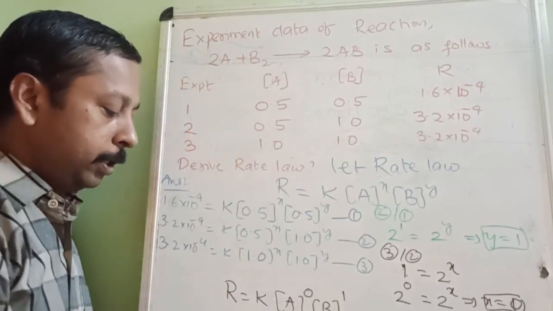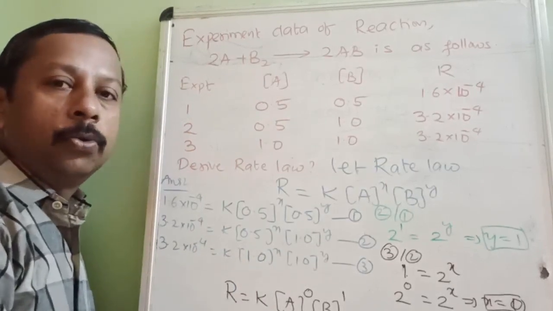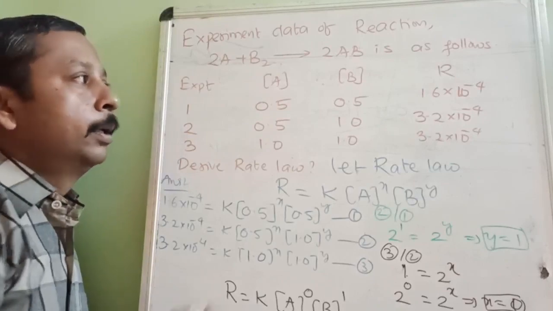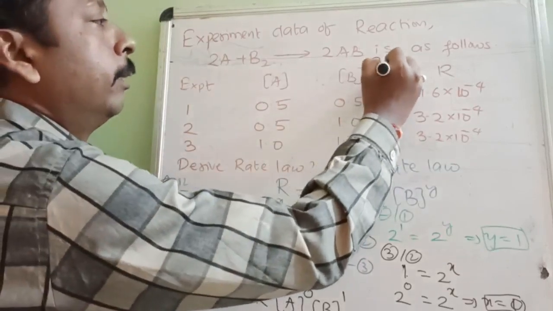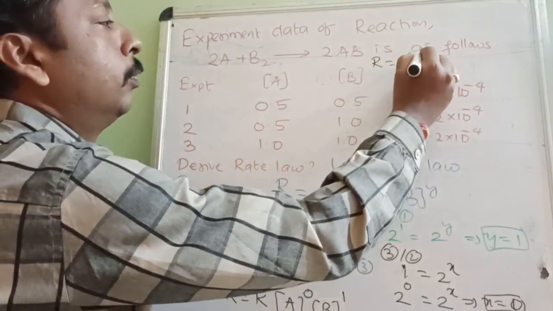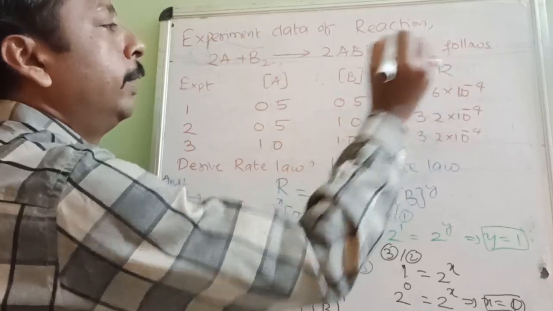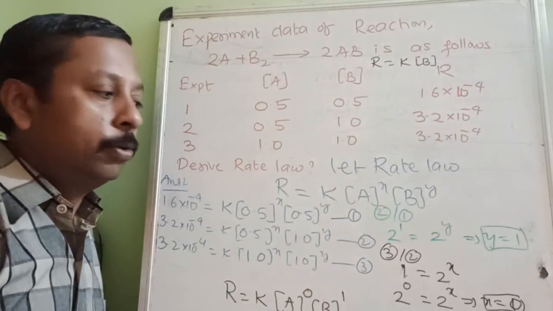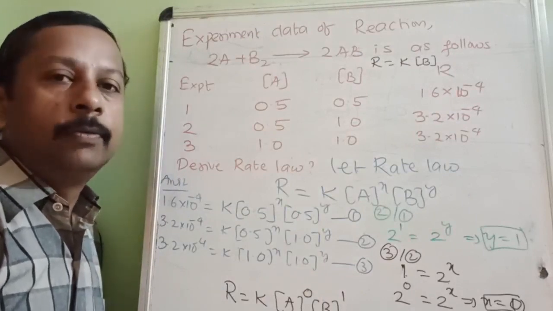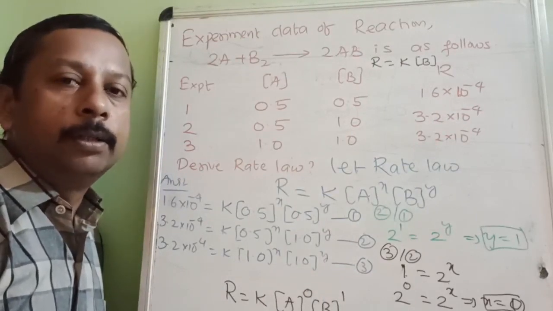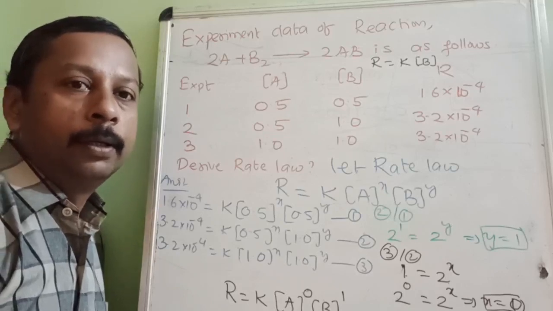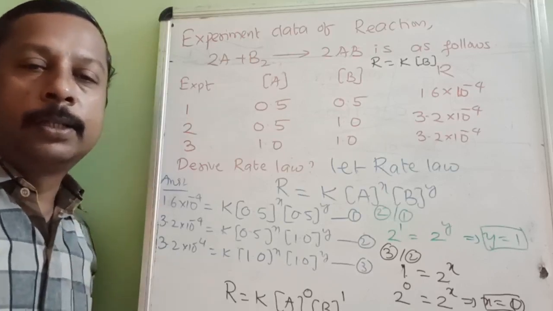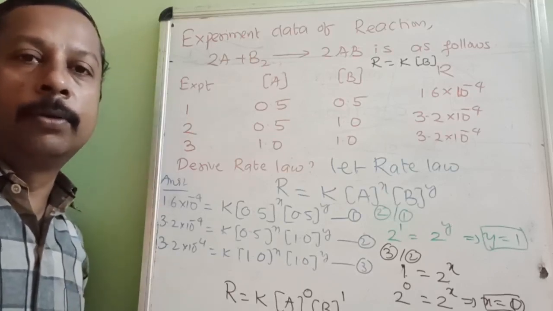The rate law is r is equal to k into b. So the answer, again I am writing, is r is equal to k into b. What is the order of reaction? The order of reaction with respect to A is 0, with respect to B is 1. The overall order of reaction is 0 plus 1, which is 1. Okay, so is it understood? Let's go for the next question. Note down this.